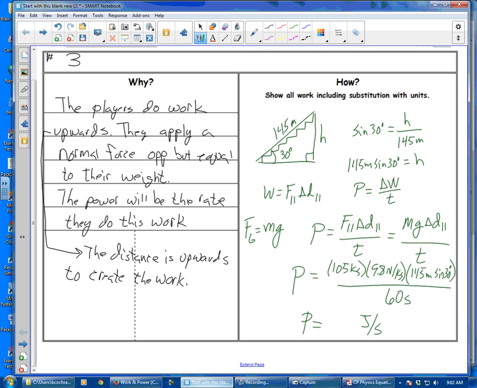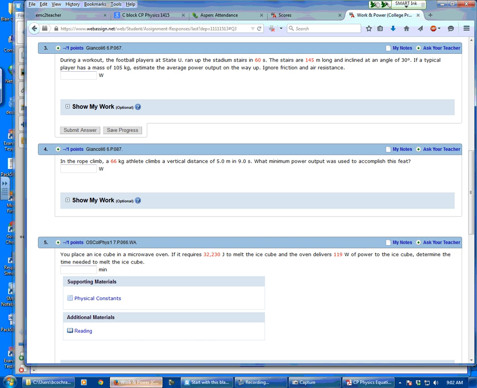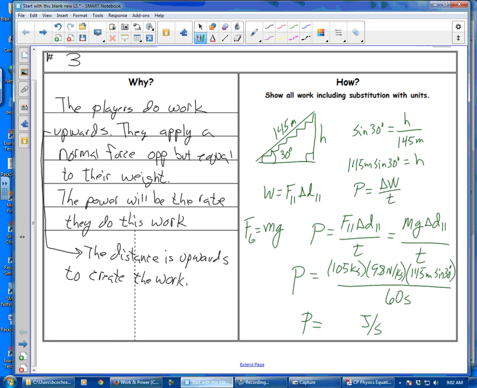So, all numbers: the kilograms cancel, giving me newtons times meters. A newton-meter is a joule, and a joule per second will end up being in watts, which I believe is what they asked me to do my units in. So a joule per second, which is a watt. This will equal the same answer in watts. And if you have any questions on this one, call me over, let me look at your work, and I'll be glad to answer.